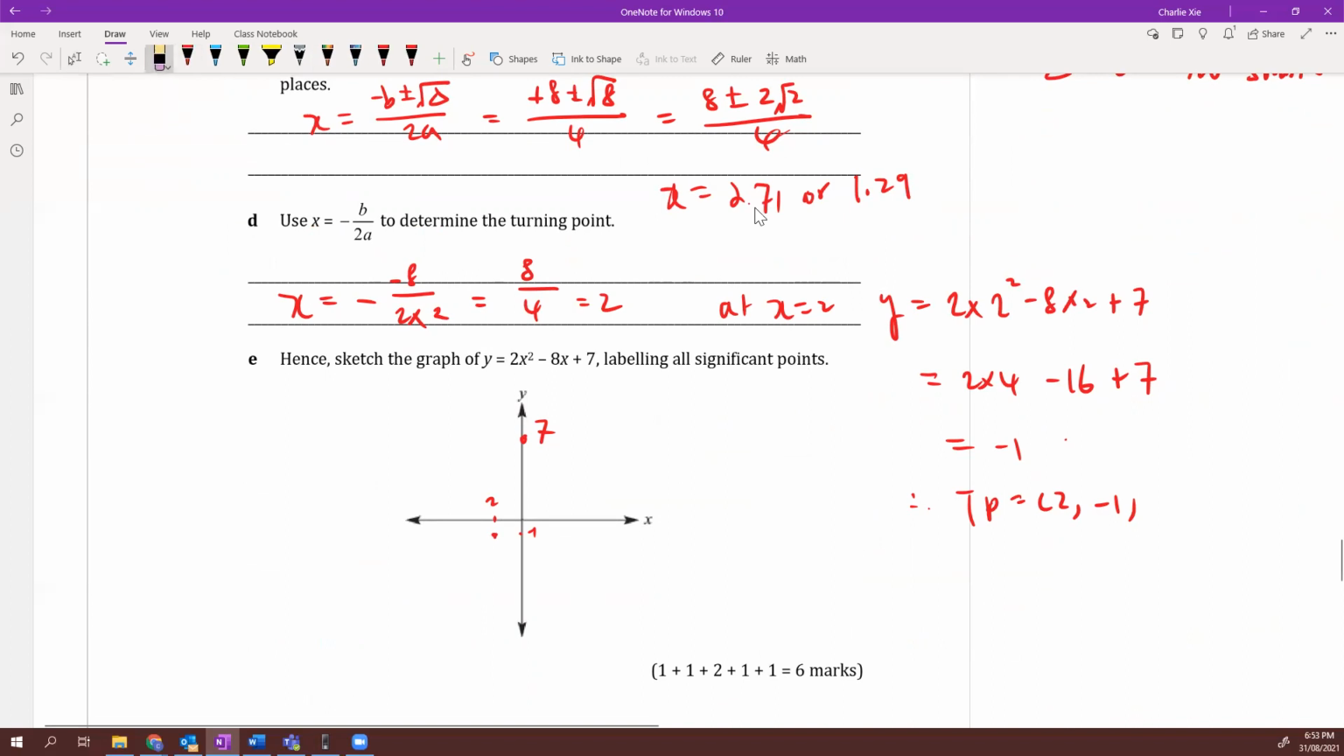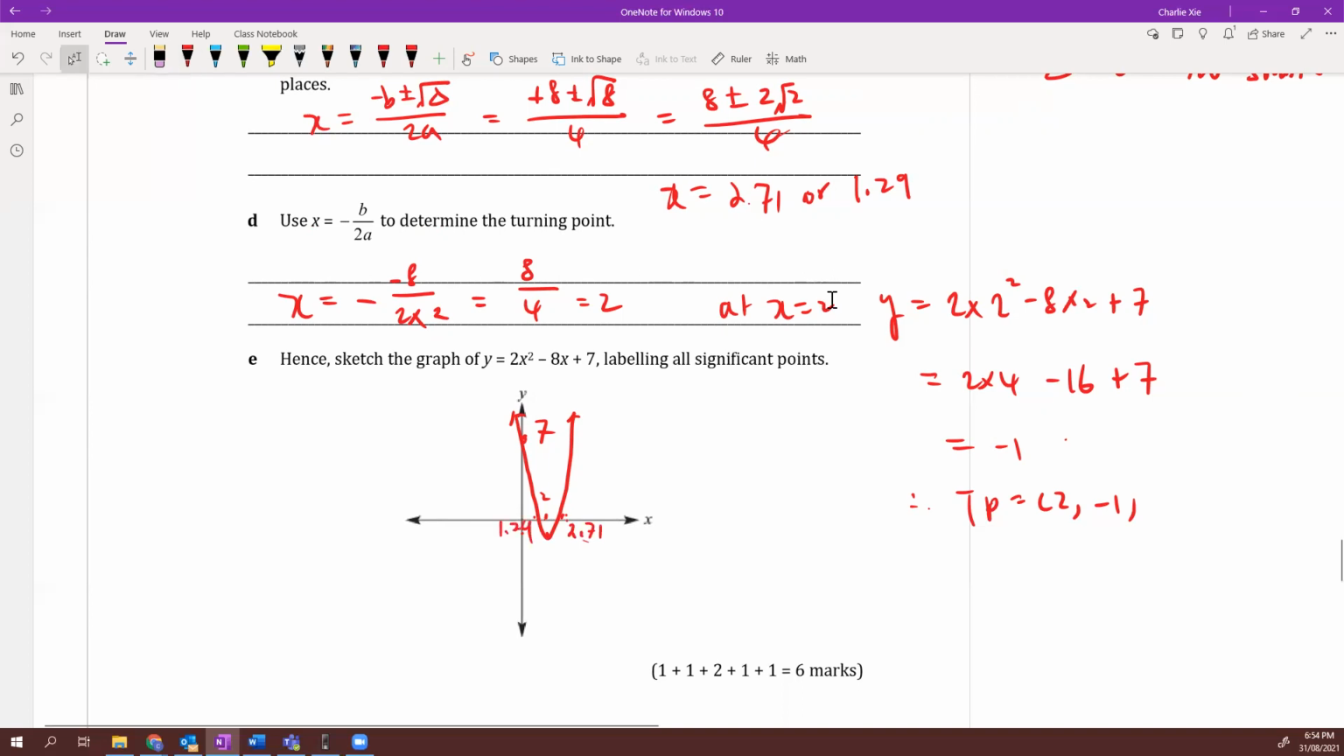Oh, I made a big mistake. This is 2, -1. It's not -2. So 2 is here, -1 is here. Somewhere here, that's the turning point. And 2.71, so this is 2, slightly over 2, and 1.29 here. So that's your parabola. So this is right down your 2.71 here and 1.29 here.